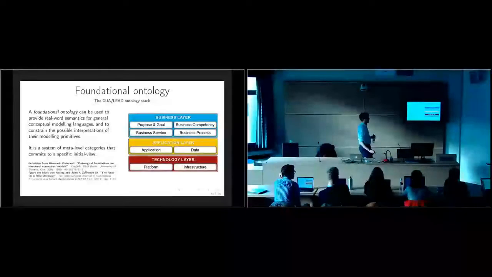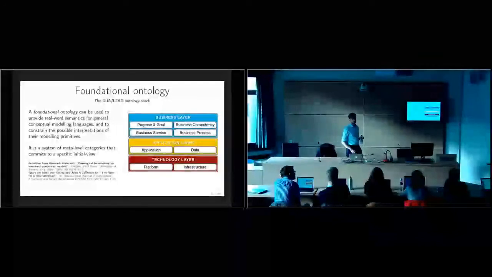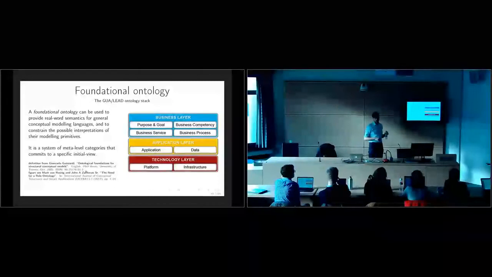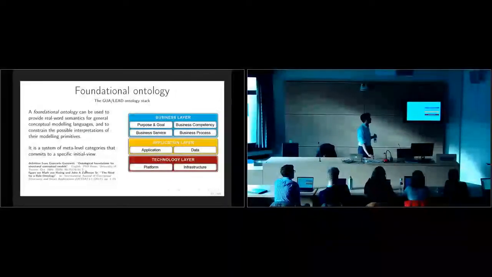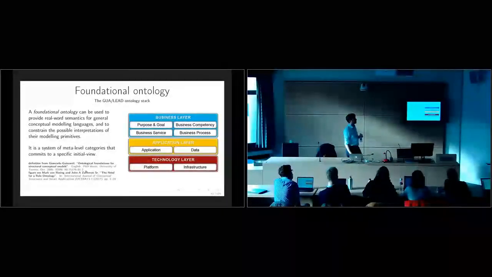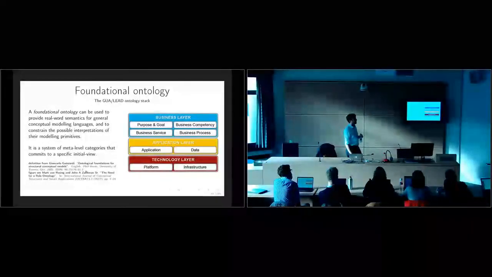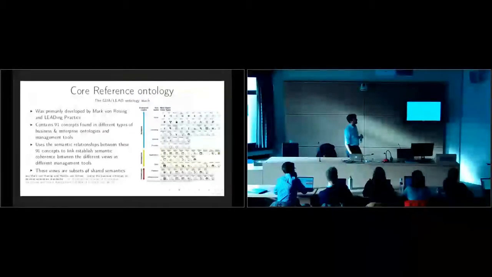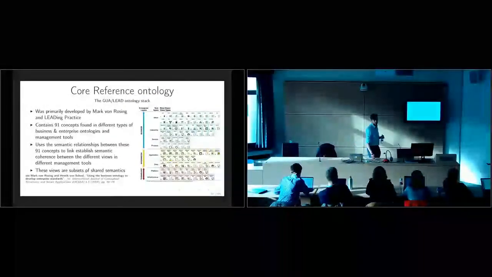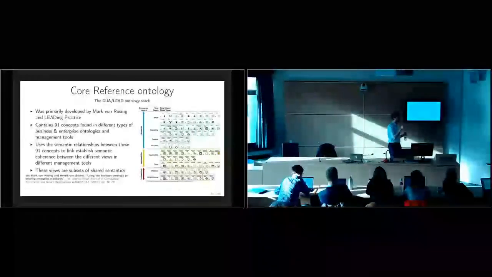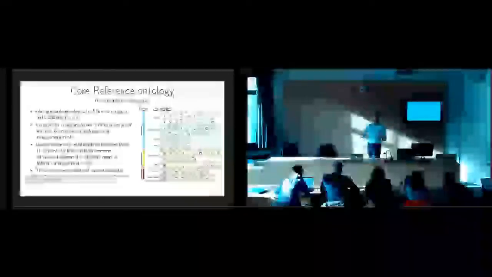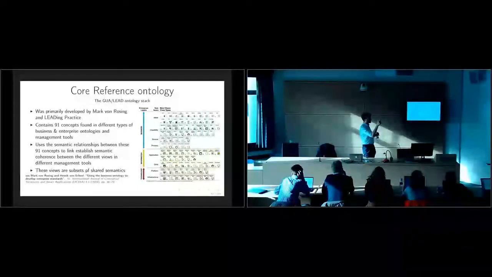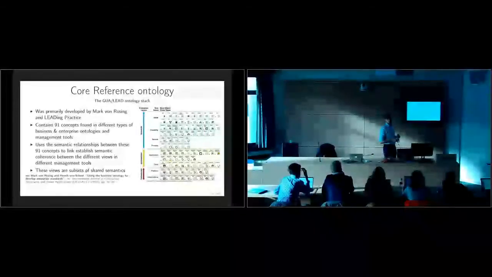But of course, that is very coarse-grained. It defines domains, although the word has another meaning in our work, but it's not enough to make an actual model. You need more detail. That detail is added here with the core reference ontology. Again, the core reference ontology is the same for all leading practice projects. Here it's visualized as a periodic table, as in chemistry.